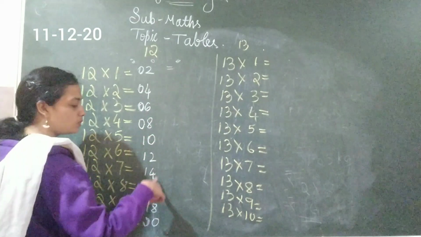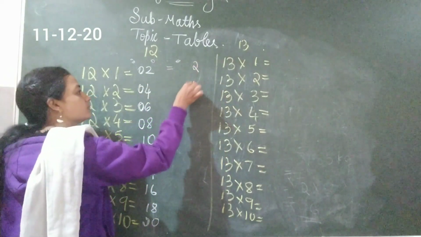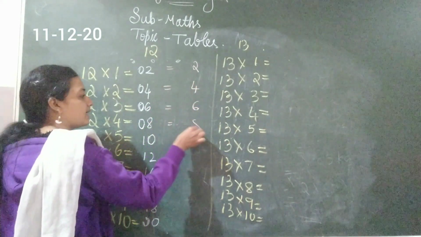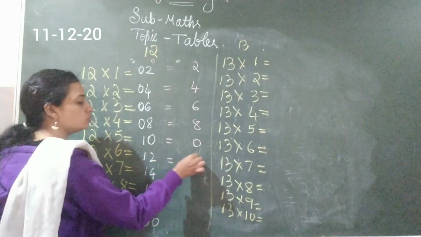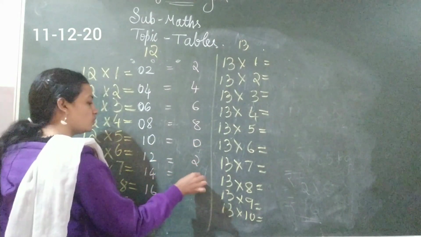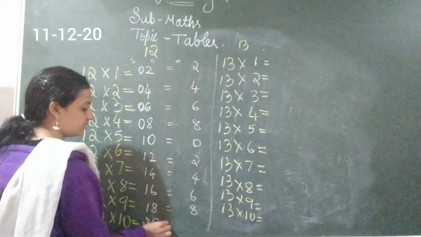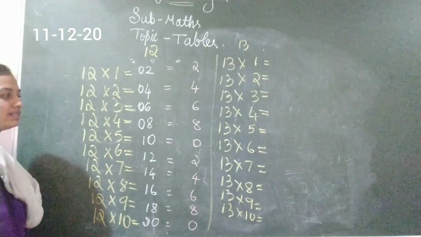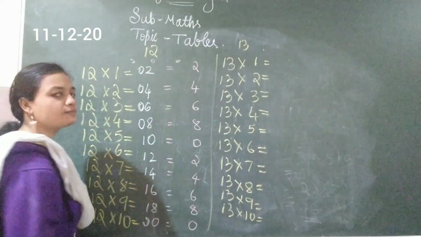First you will take the ones place and write it: 2, 4, 6, 8, 0, 2, 4, 6, 8, and 0. So now you know how to write the ones place. Now let's see how to find the answers for the tens place.